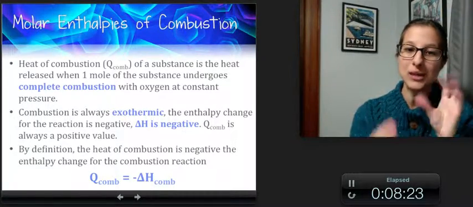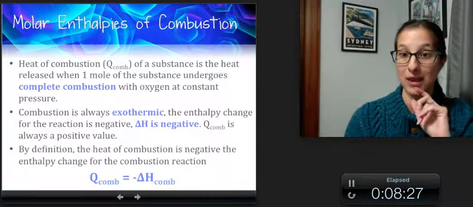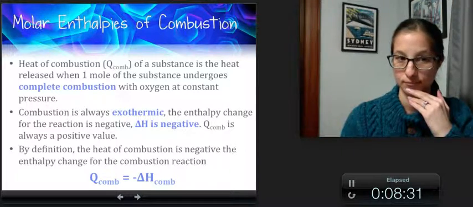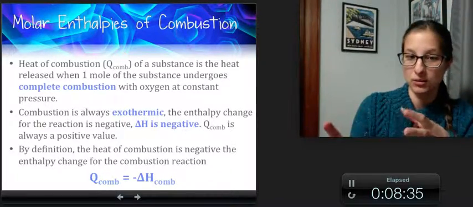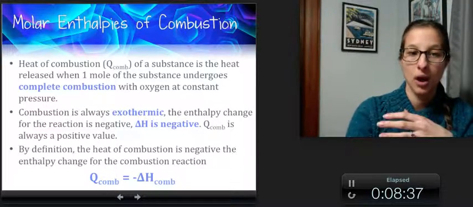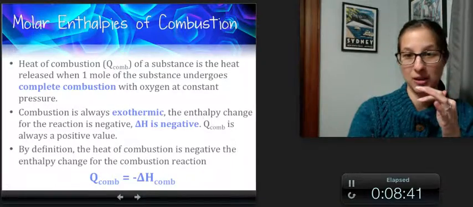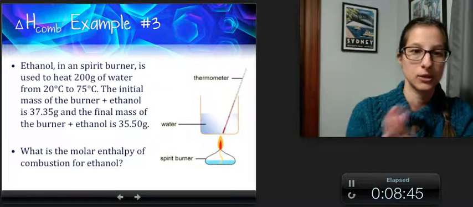Okay, so delta H is always going to be a negative value because this is always going to be an exothermic reaction. Okay, so by definition, the heat of combustion has to be our negative delta H, which means we have to get a positive Q. Okay, all right, let's look at an example.